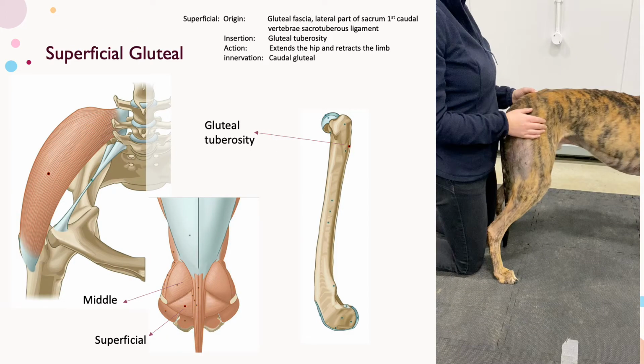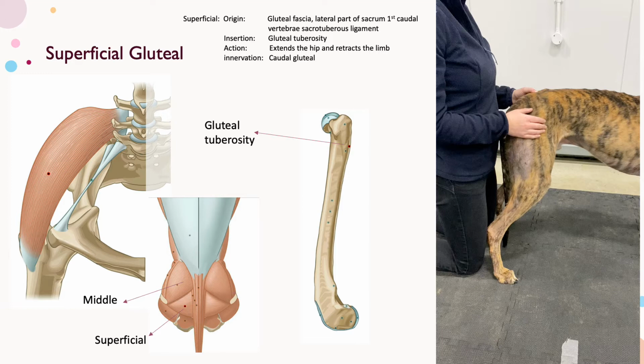The next muscle is part of the gluteals, so we're going to go through the superficial, middle and deep. So the superficial comes from the gluteal fascia, so this will be like an aponeurotic attachment, the lateral part of the last sacral and caudal vertebrae and the sacrotuberous ligament, that was the ligament that I was talking about in the other image, and inserts onto the gluteal tuberosity.